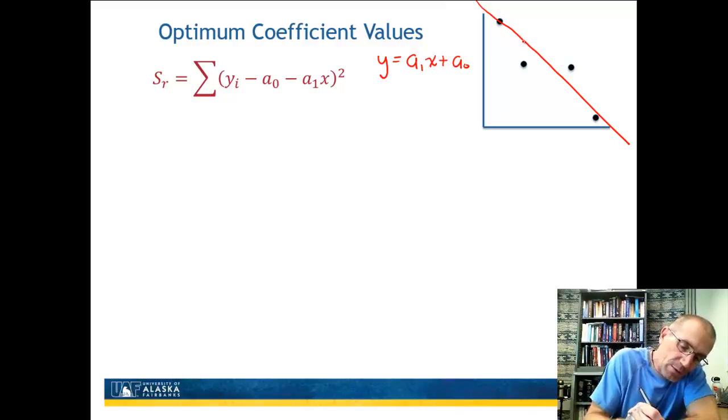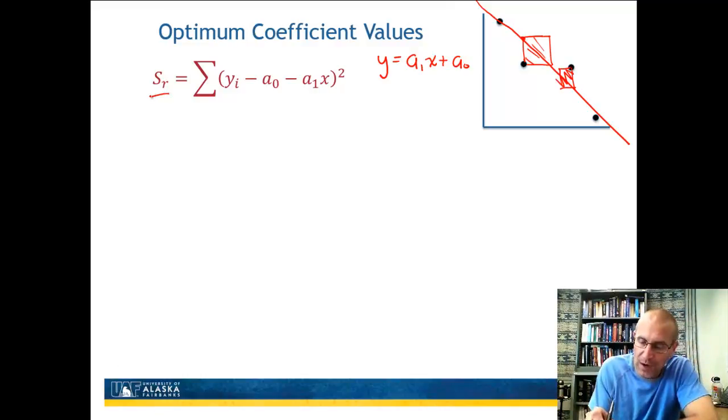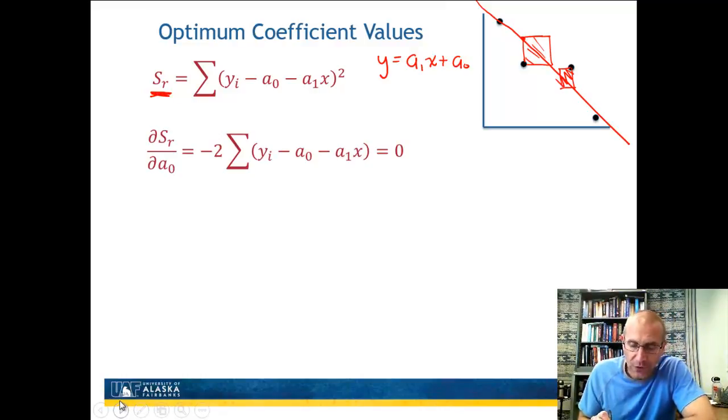And what we're doing each time is looking at the differences between the point and where it would be on the predicted line, and then we're taking the square of it. So effectively we're squaring it and adding up all of that. And that's what this parameter S_r is. We're minimizing this value in order to find that unique line. And if we want to minimize it, we take the derivative and set that equal to 0.